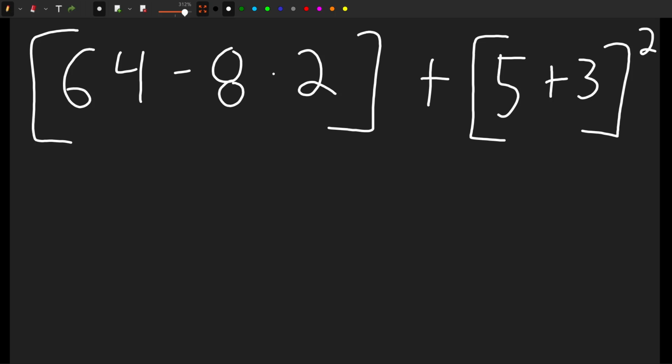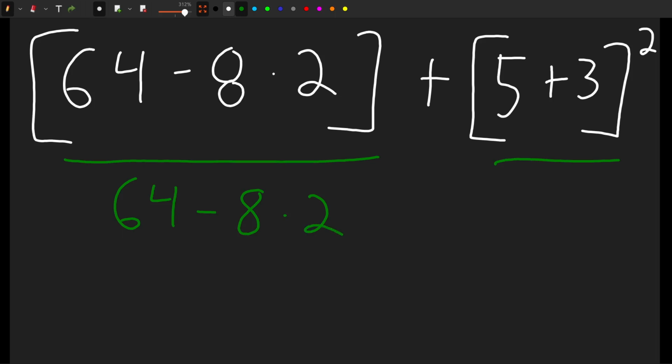So in this case, with PEMDAS, we have two brackets this time. We have this one, we have the next one. 64 minus 8 times 2, and 5 plus 3. You'll take them from left to right. We'll start with the left side first. 64 minus 8 times 2. Now here, we have to apply order of operations to this inside portion, 64 minus 8 times 2.